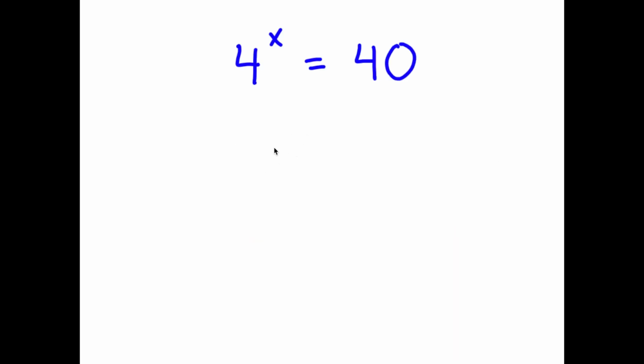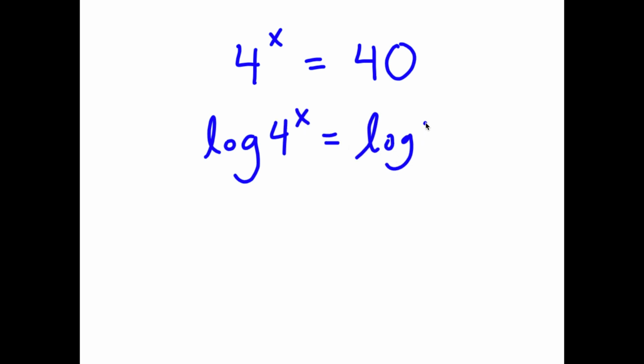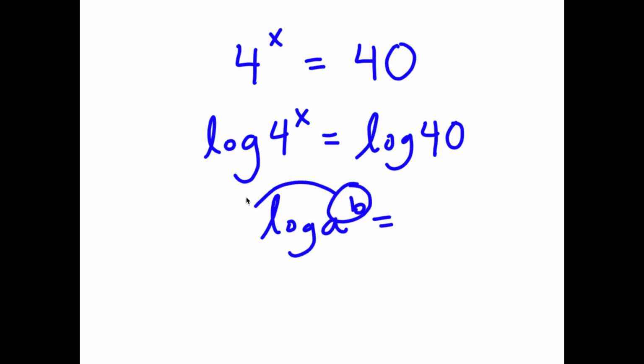Alright, so in this problem, I have 4 to the power of x is equal to 40. So to solve this, I'm going to start by taking the log on both sides. So now I have log of 4 to the power of x is equal to log of 40. Now, if I have something in the form log of a to the power of b, I can move this exponent b to the front.